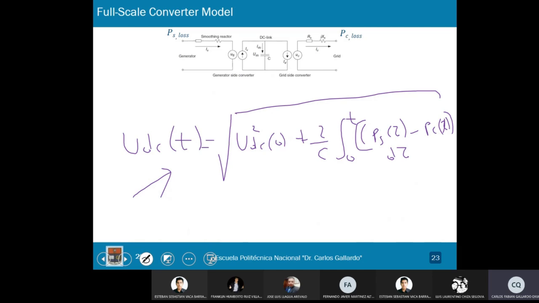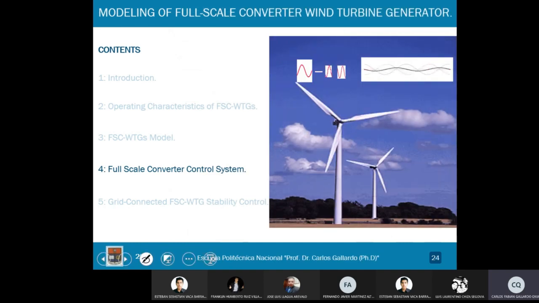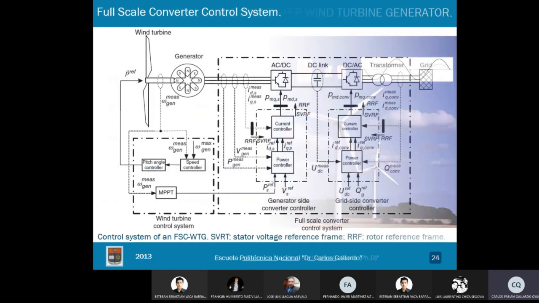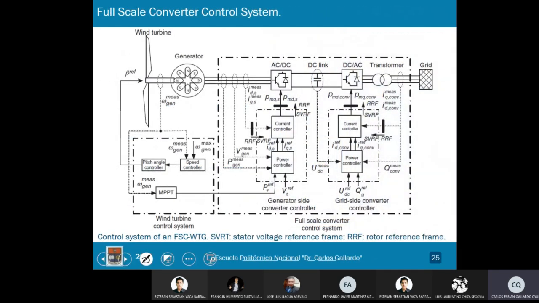To compute the volts. So let's continue with the full scale converter control system. Let's analyze the following, the full scale converter control system. And this is the control system. So I will have here a full scale converter wind turbine generator.